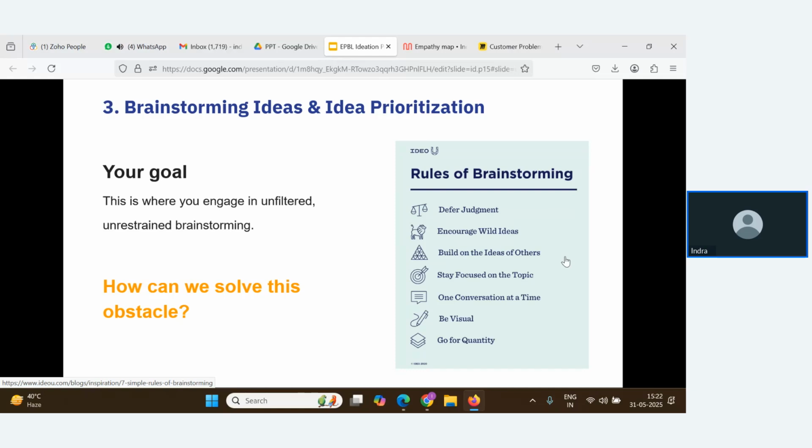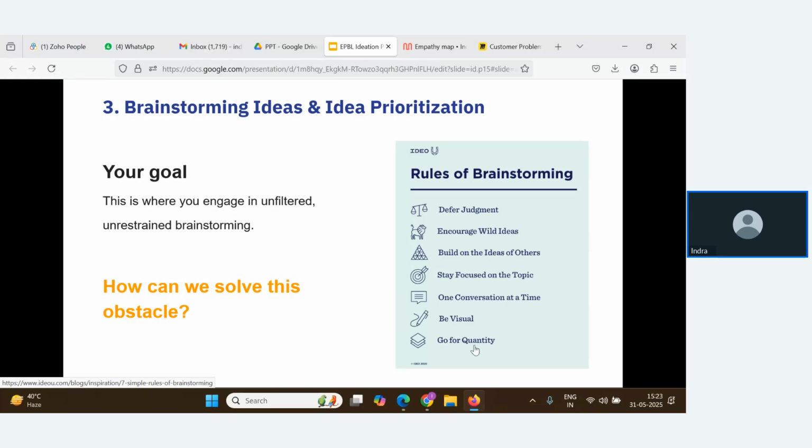Stay focused on the topic. Basically, you need to keep the decision and the discussion on the problem in hand. And one conversation at a time: let each person speak, and all the teammates should hear him. Be visual. Use drawings or sticky notes to explain the ideas very clearly. Finally, go for quantity.